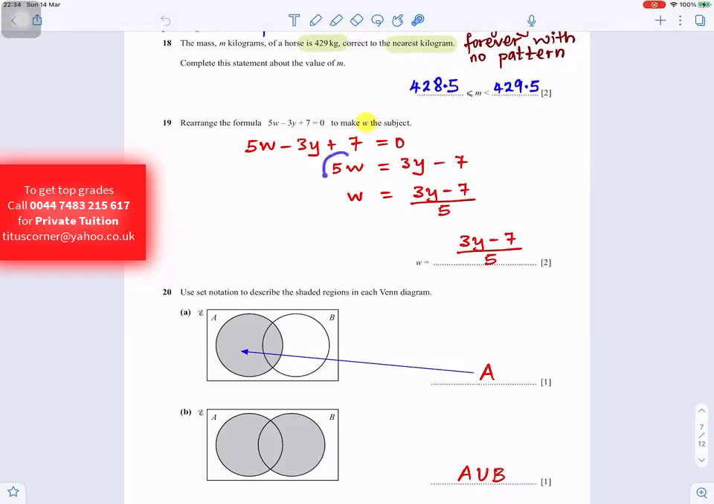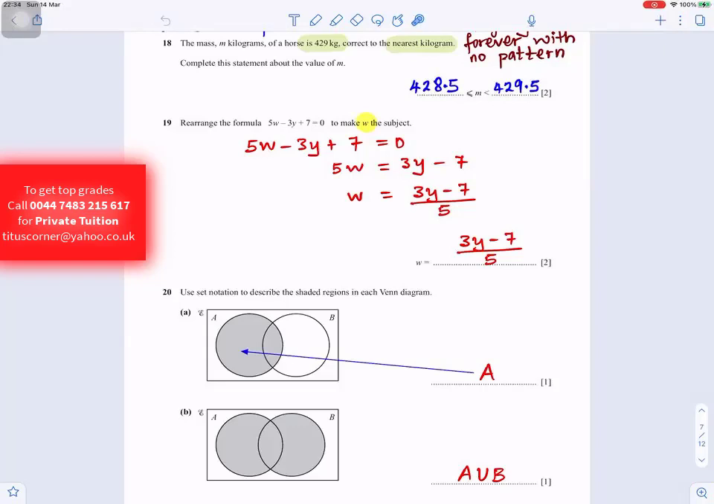Now we have 5 times w. That's what 5w means. Times, when you take a number to the right, becomes divide. So times 5 goes to the right, it becomes divide by 5. So now w is on its own, so you've made w the subject. So it's 3y minus 7 over 5.